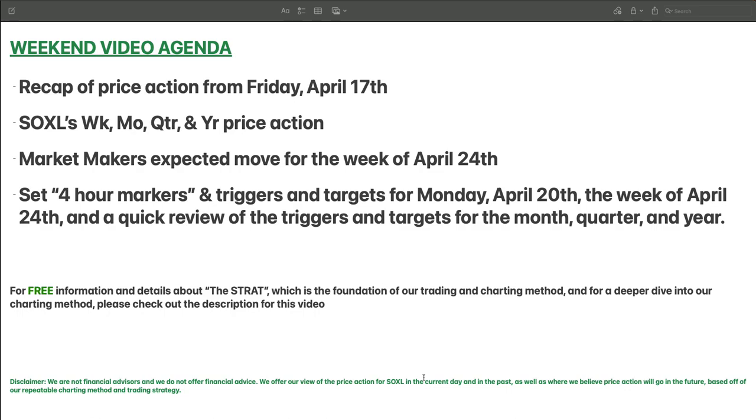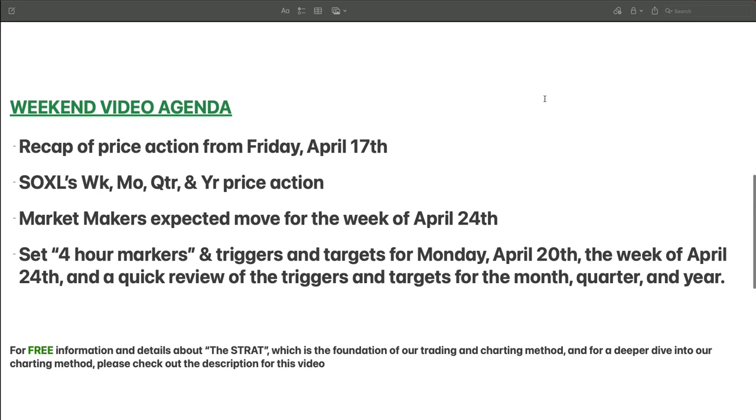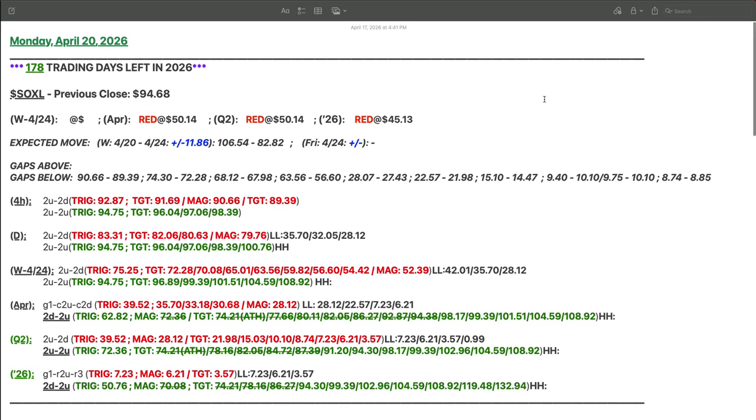And then we will zoom back in to set what we call our 4-hour markers, and then the triggers and targets for Monday, April 20th. We'll also set the triggers and targets for the full week of April 24th. And then we'll review the triggers and targets for the month, quarter, and year. New week coming up, so new triggers and targets for the week.